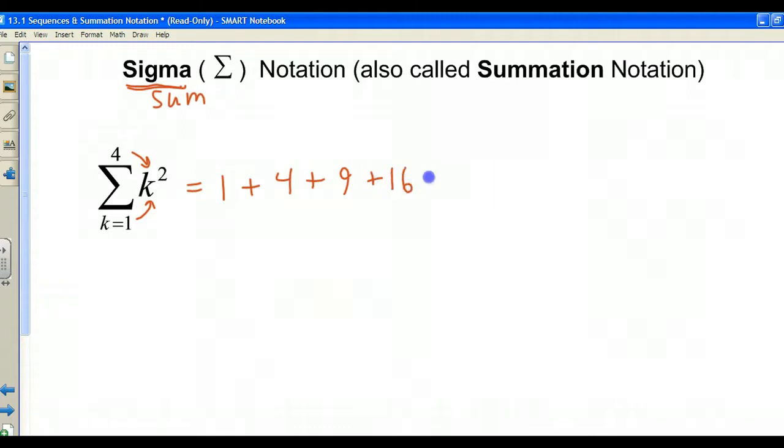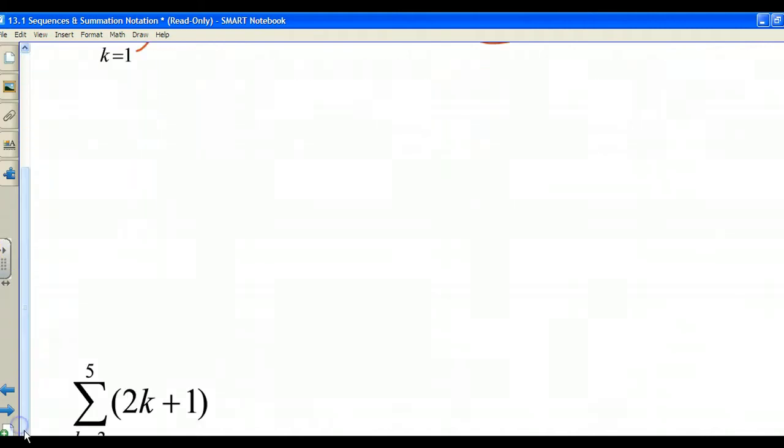So I'm going to add all those numbers up. When I do that, I get 25 plus 5 is 30. So the sum of that, or the sigma notation, the sum of that sequence is 30. And I'm done. So let's try another one.